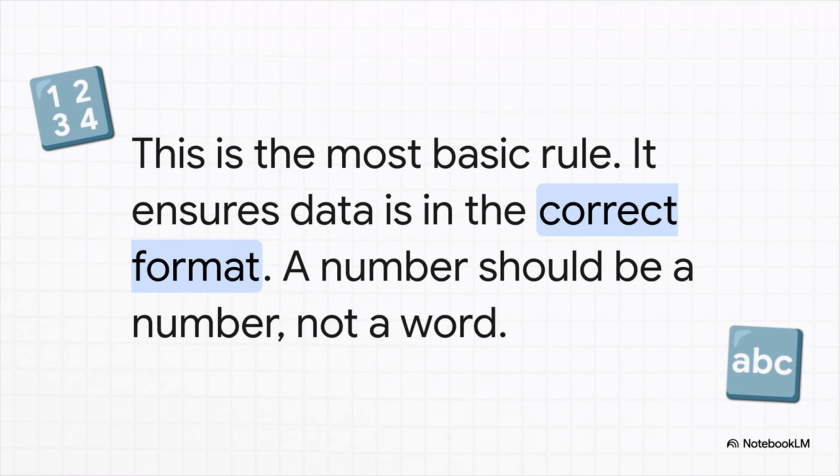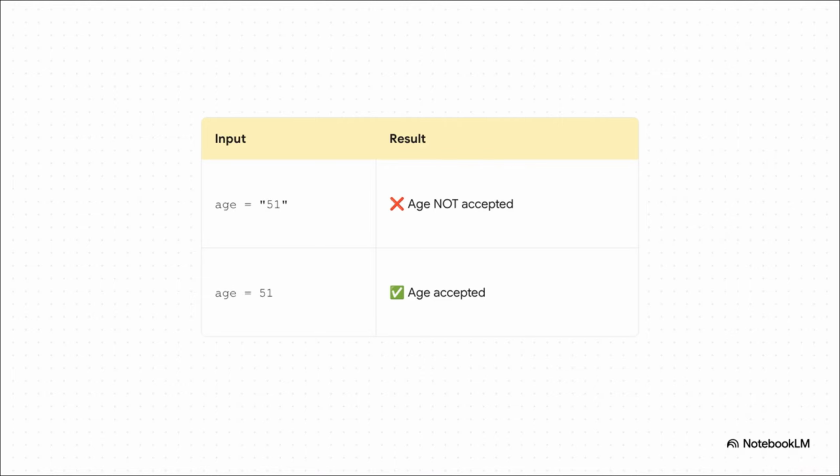So if a field is asking for your age, it's expecting a number. You can't just type out the word 51. And here's what's so interesting about how a computer actually sees our data. To you and me, 51 with quotes and 51 without quotes look exactly the same. But to the computer, they are totally different things. The one with quotes is a string. It's just text. The one without is an integer, a real number it can do math with. The data type check spots this difference in a split second and says, nope, wrong type, and rejects the text version.